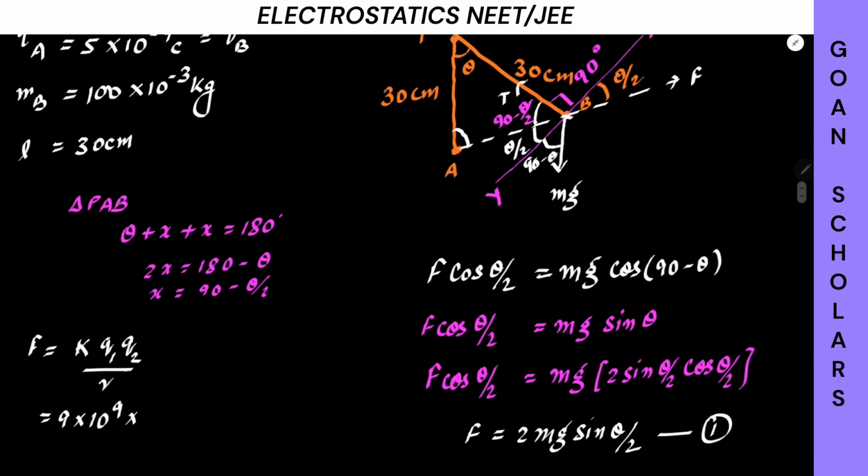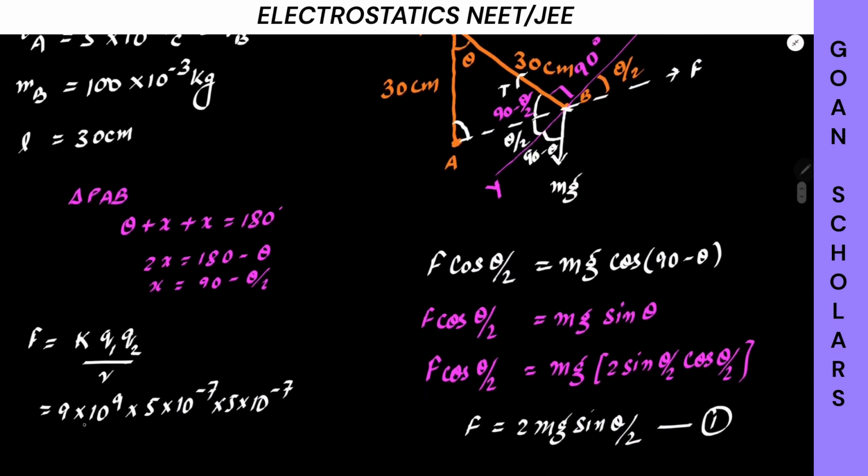What is the charge on A? That is 5 into 10 to the power minus 7. Charge on B is the same as charge on A, 5 into 10 to the power minus 7. And what's the separation? Separation is AB. Do we have AB? No. So we will have to first find AB.